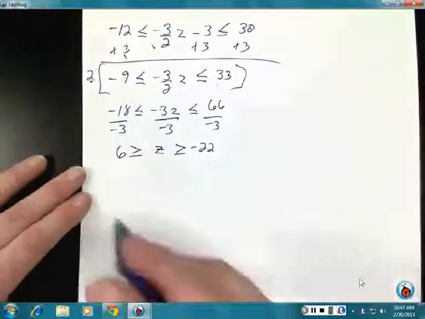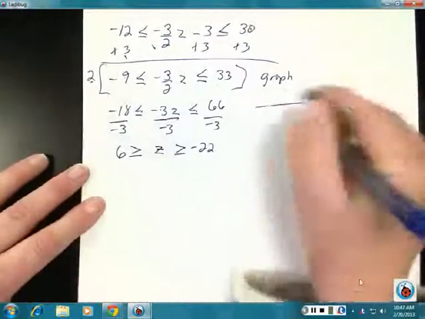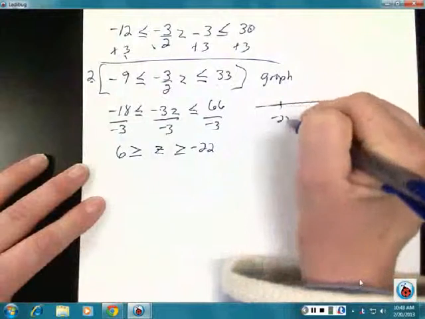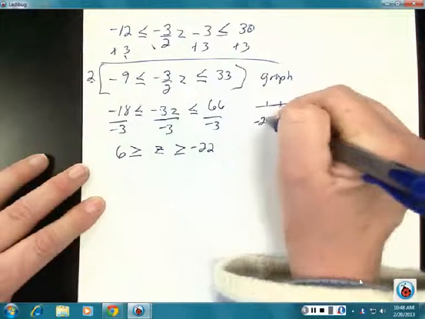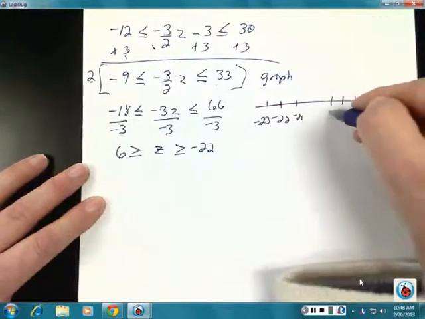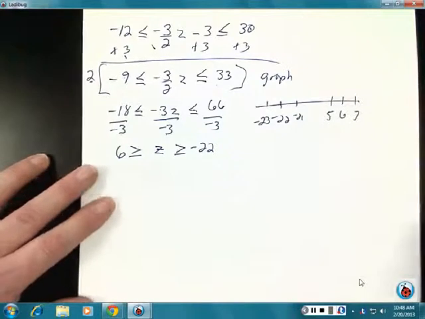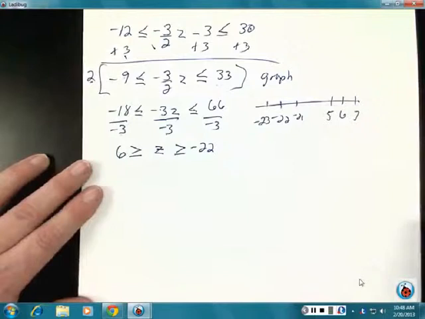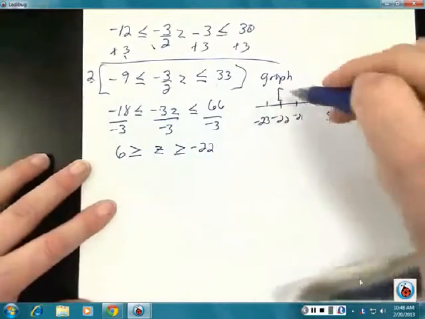Okay, what's this thing going to look like? So if I graph it, here's the negative 22, and I have a 6, so I've got that on the other end. So what's taking place? Bracket negative 22, going to the right. Right? So bracket, heading to the right.